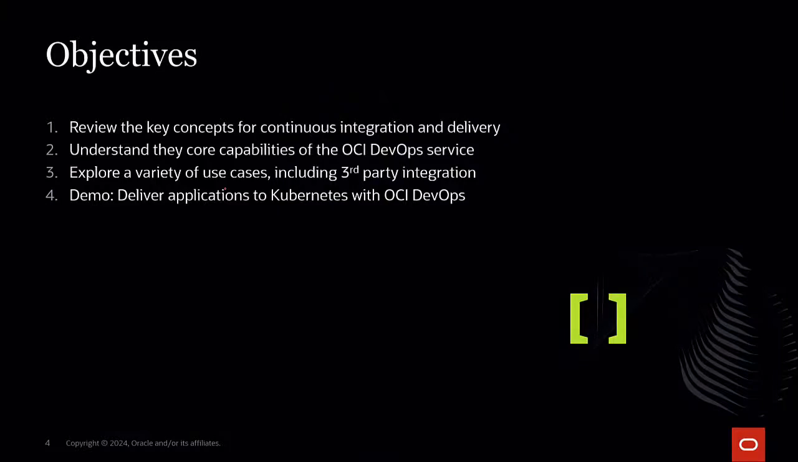In the session today, we're going to go through some key concepts for continuous integration and delivery, just a bit of a refresher, to make sure we're all on the same page in terms of some of the concepts and the methodologies. We'll talk through the various capabilities of the OCI DevOps service and introduce everybody, if you haven't seen it yet, to what it is, how it works, and what features and options are available there. We'll talk about some of the third-party integrations that are available as well, and some of the different reference architecture types.